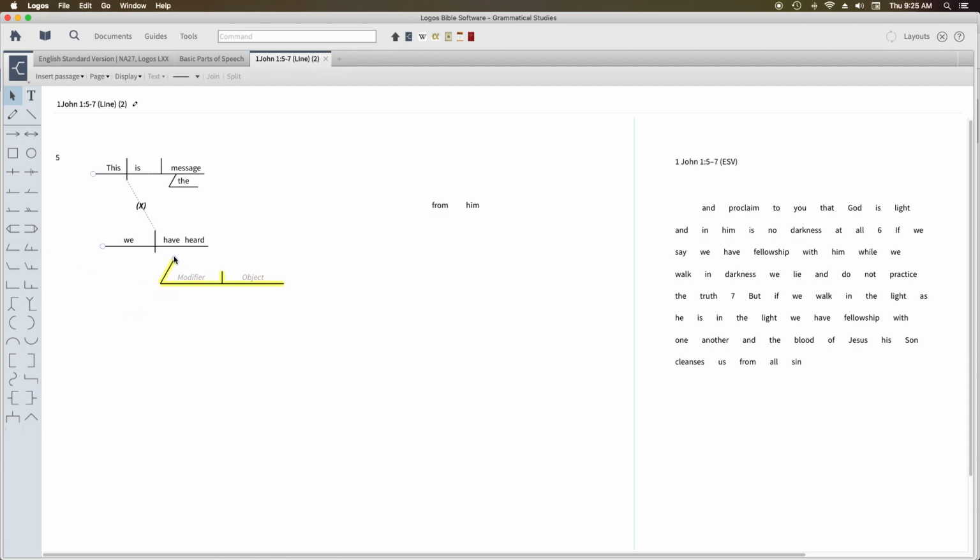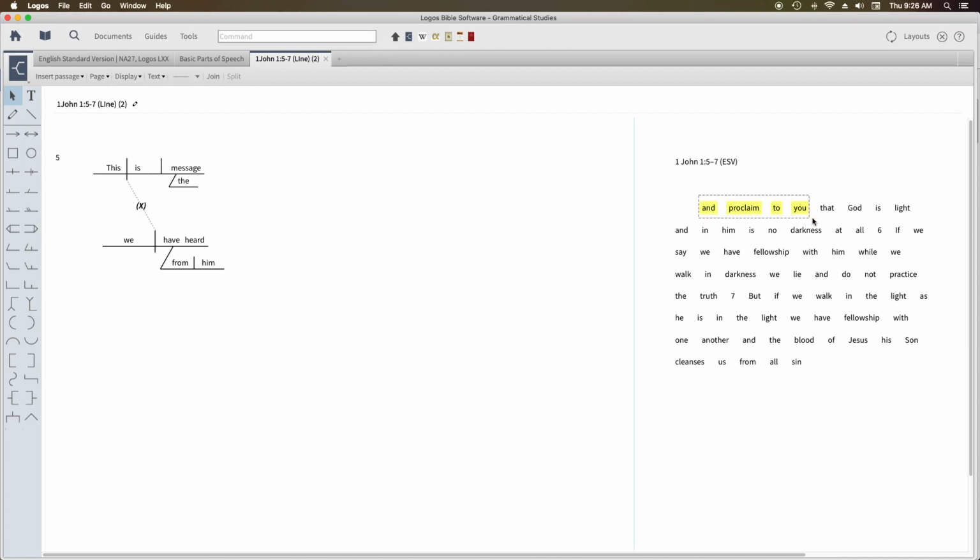And we have heard it. And who have we heard it from? We've heard it from him. So the word from will go in here, and the word him will go where the object is. Now I'm going to scoot these over. I always drop my shapes in before I adjust it, because you can see the labels disappear, so it makes it a little bit more convenient. So this is a message we have heard and proclaimed to you.